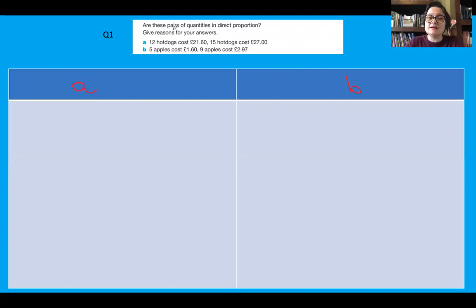Again, it says, are these pairs of quantities in direct proportion? Remember, for two pairs of quantities to be in direct proportion, they have to be multiplied or divided by the same number. Right. Question A. As you see, I've divided the table into two equal parts, so you can see how I apply the strategies for both of them. So you can remember the strategies easier. So we identify the quantities.